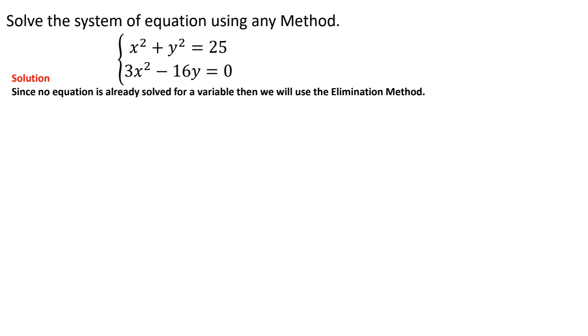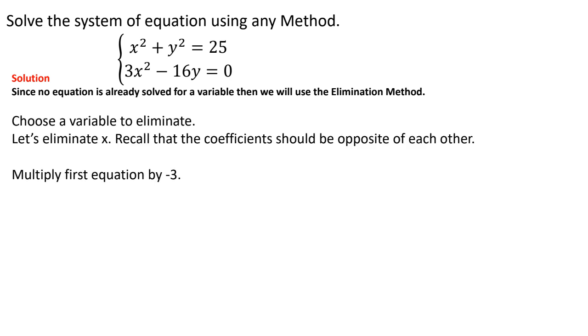Okay, so for the elimination method, let's get rid of, in our case, our x. So what we need to do is multiply -3 to this first equation, and we know that this equation is a circle, right? The second one was a quadratic. So when we multiply -3 to our first equation, we're going to get this.